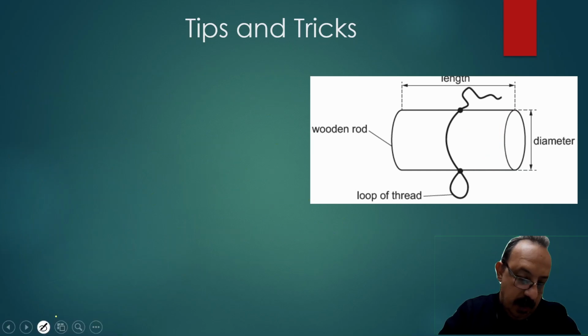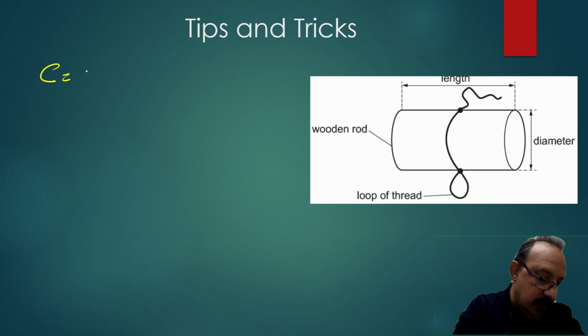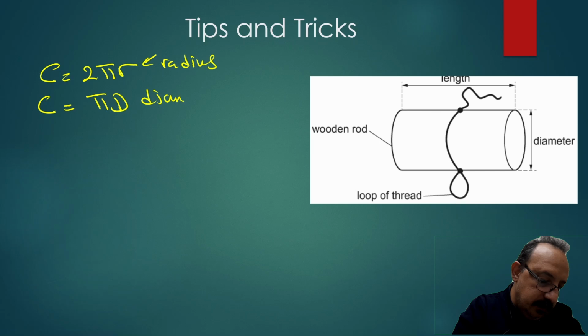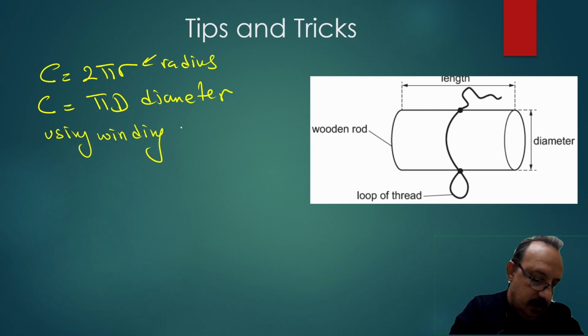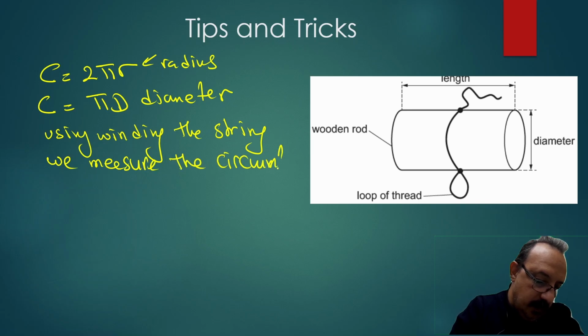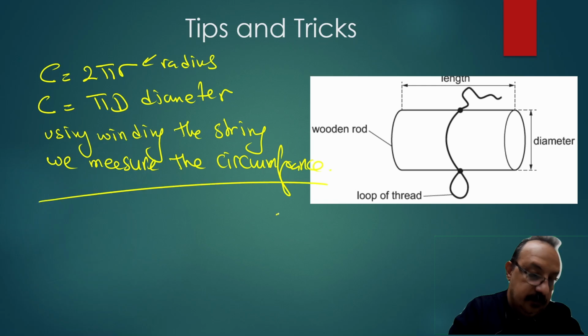Okay, just a reminder, circumference is equal to 2 pi r, where r is the radius. Circumference is also pi d, where d is the diameter. And in this setup, using winding of the string, we measure the circumference. Okay.